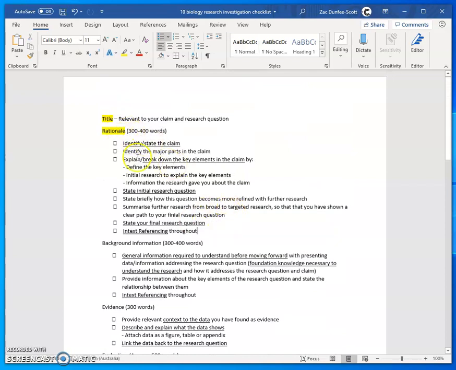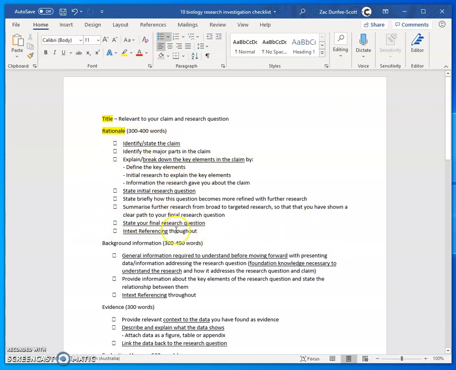So your rationale is the section of the assignment in which we state the claim, we break down the key parts of that claim, we state our initial research question, we do further research, we state what that research is, and then we physically say, in the assignment, we're going to be answering and looking at this research question, and we write it down.